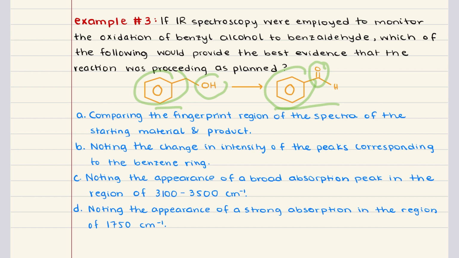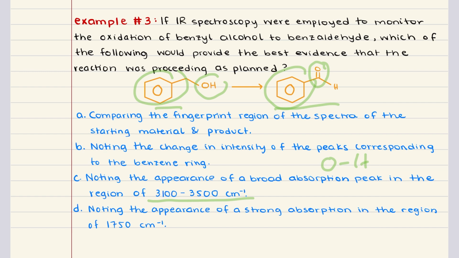C says, noting the appearance of a broad absorption peak in the region of 3100 to 3500 wave numbers. That region corresponds to OH stretches, which are found in alcohols. But remember, benzyl alcohol is the starting material. That means that the OH peak would be disappearing, not appearing. So this would have been relevant if we were forming an alcohol, but we're not. We're oxidizing one. So let's look at our final answer choice D.